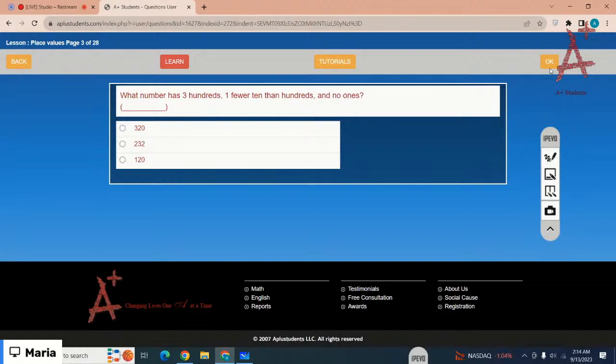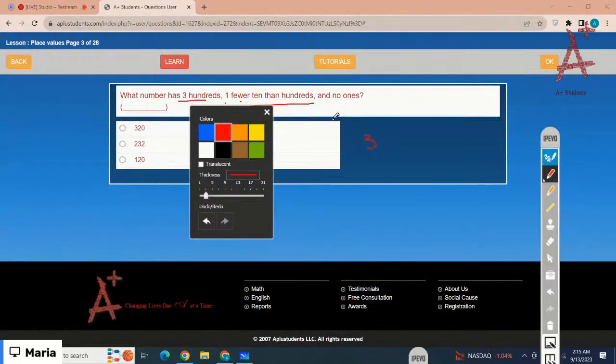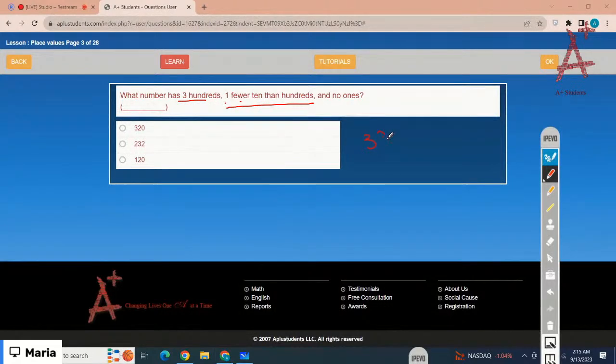What number has three hundreds, one fewer ten than hundreds, and no ones, right? Just understand the question. What number has three hundreds? That means the hundreds digit must be 3. One fewer ten than hundreds. The hundreds digit is 3, right? One fewer means 3 minus 1, one less than 3, which is 2. And then you have no ones, which means you have 0. It is 320, right? The correct option is 320.